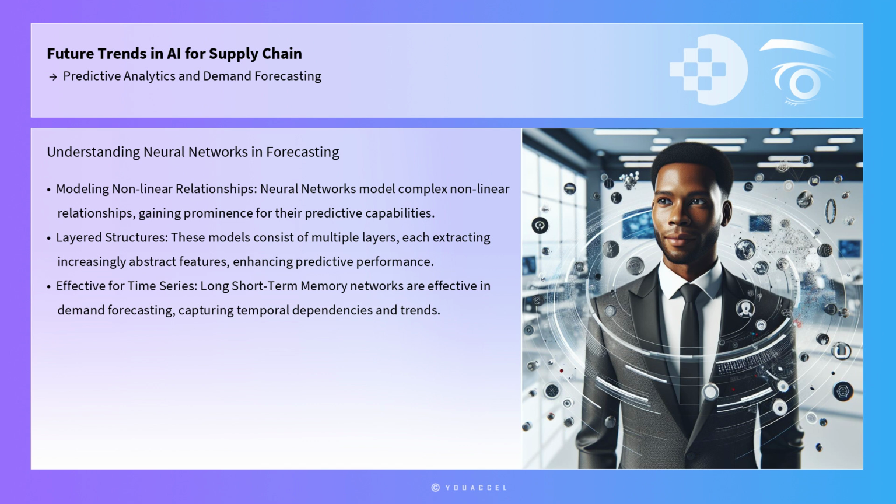Neural networks, particularly deep learning models, have gained prominence due to their ability to model complex nonlinear relationships. These models consist of multiple layers, each processing data to extract increasingly abstract features, leading to superior predictive performance in many cases. In demand forecasting, models like long short-term memory networks are particularly effective for time series data, capturing temporal dependencies and trends that traditional methods might overlook.